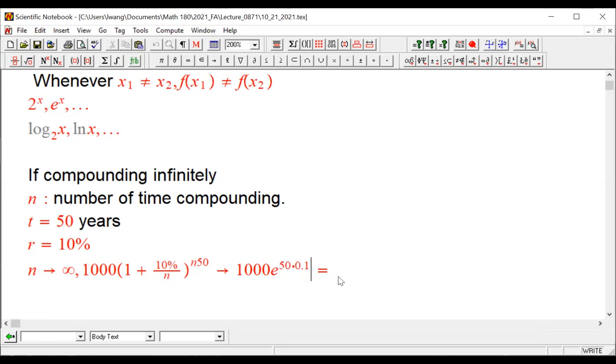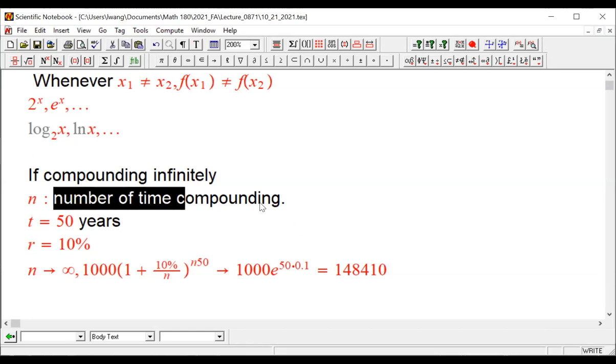Okay, so this number is how much you're going to have. So in 50 years, you're going to have $14,810. You're not going to have as much as you want. Is that 148,000? Yes.